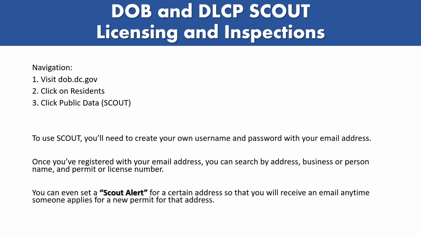To use Scout, you'll need to create your own username and password with your email address. Once you've registered with your email address, you can search by address, business, or person name, and permit or license number if you have it. You can even set a Scout alert for a certain address so that you will receive an email anytime someone applies for a new permit for that address.